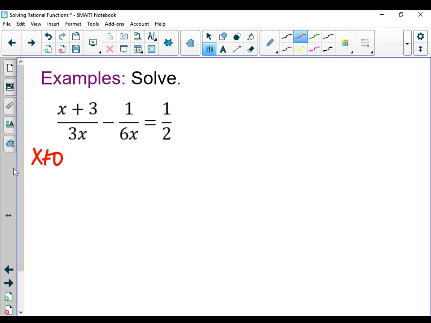Okay. Do our denominators match? No. What looks like a number, we need to make at least the number the same.